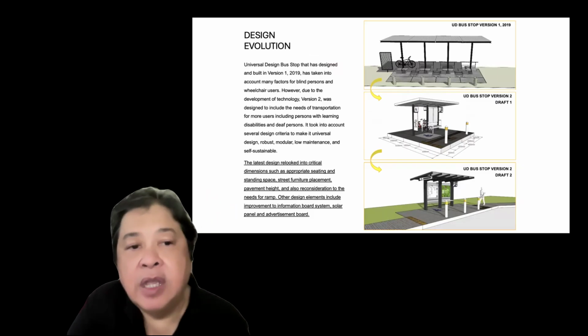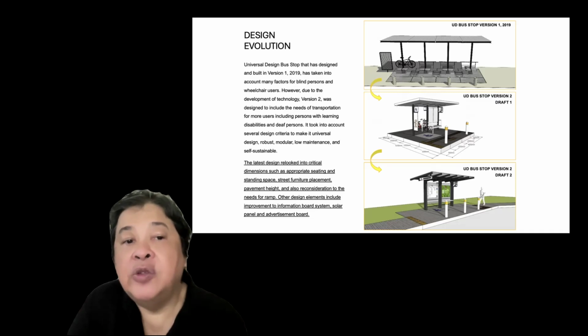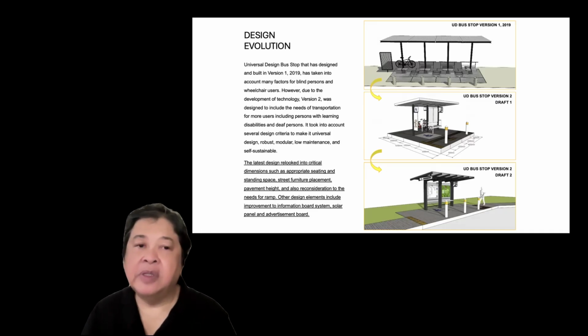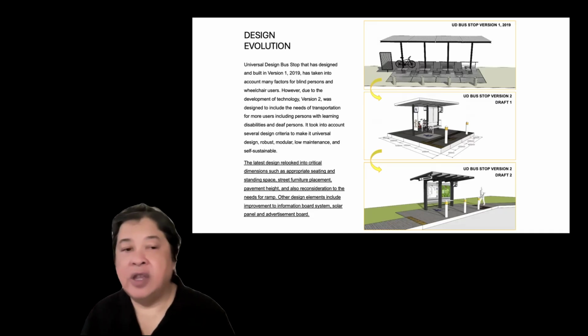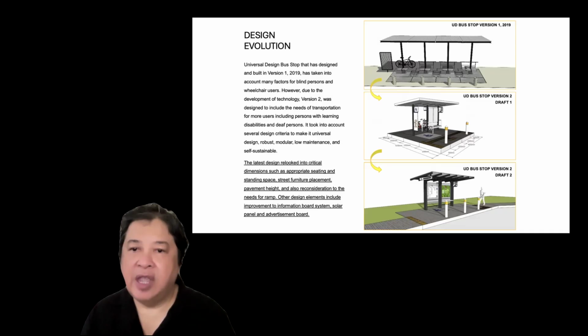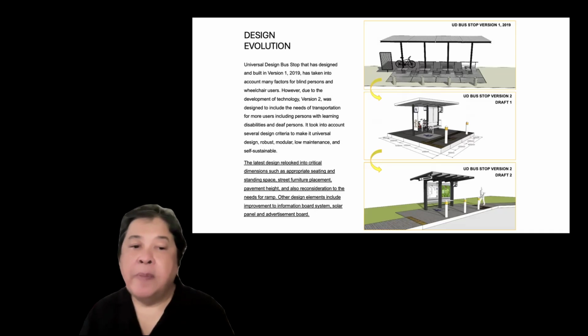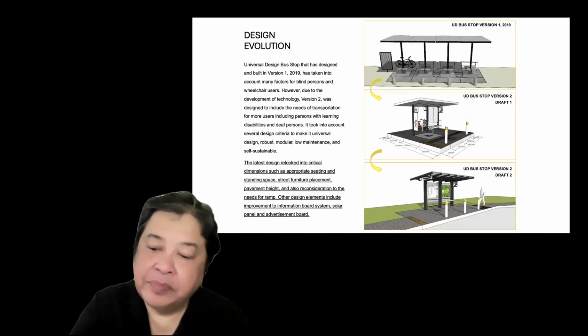However, due to the development of technology, version 2 was designed to include the needs of transportation for more users, including persons with learning disabilities and deaf persons. It took into account several design criteria to make it universal design, robust, modular, low maintenance, and self-sustainable. So we had draft number 1 and we finally have draft number 2. The latest design relooked into critical dimensions such as appropriate seating and standing space, street furniture placement, pavement height, and also reconsideration of the needs for a ramp. Other design elements include improvement to the information board system, solar panel, and advertisement board.